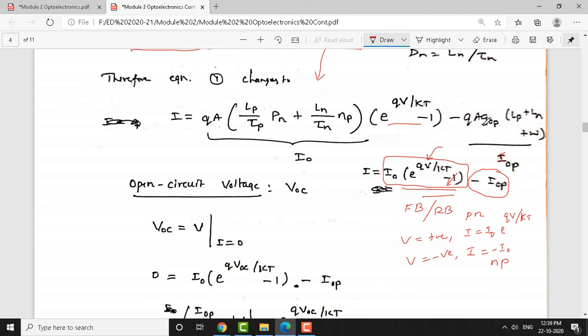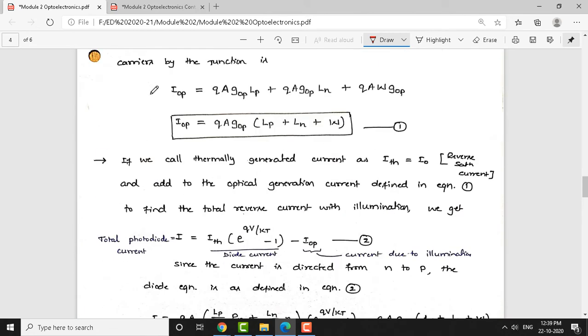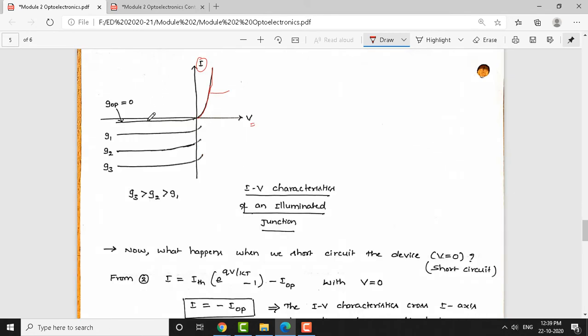Okay. So, that is why here we have this diode current as well as this optically generated current. Those two things are subtracted, because the optically generated current is also flowing from N to P, that gets subtracted like this, you know, reverse current here.